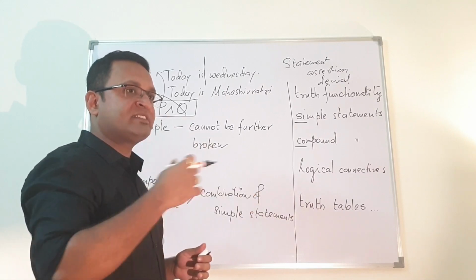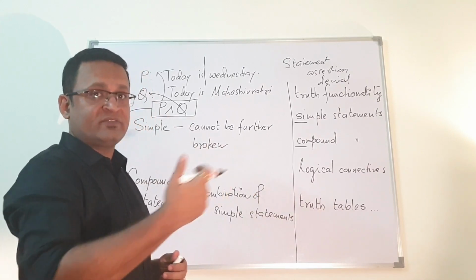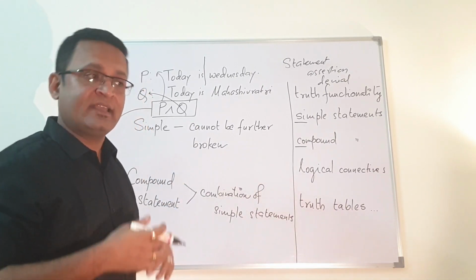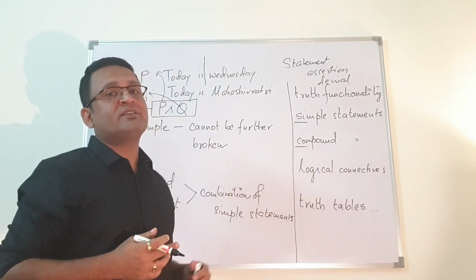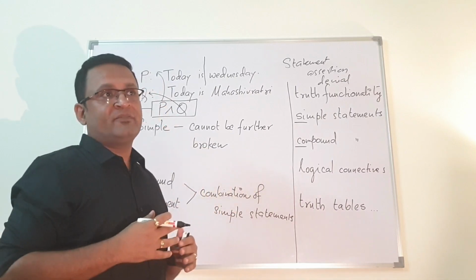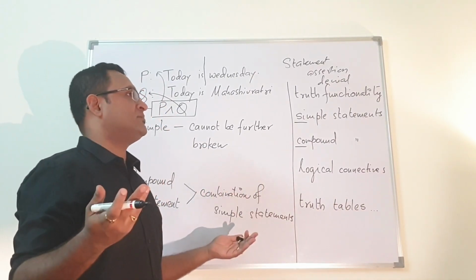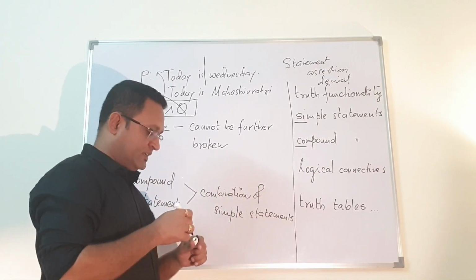If I say "today is Wednesday," it's a statement. If I say "tomorrow is Wednesday," it's a statement. If I say "yesterday was Wednesday," it's a statement. "The cricket match took place on Wednesday," it's a statement. So I'm asserting something. But if I say "Wednesday," it's not a statement. So that needs to be understood.